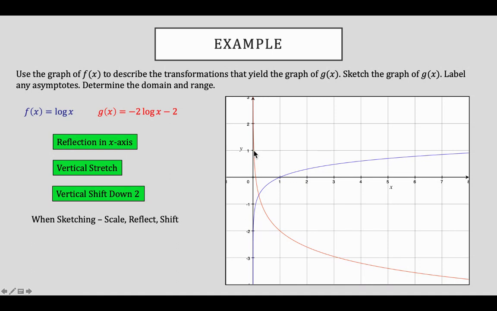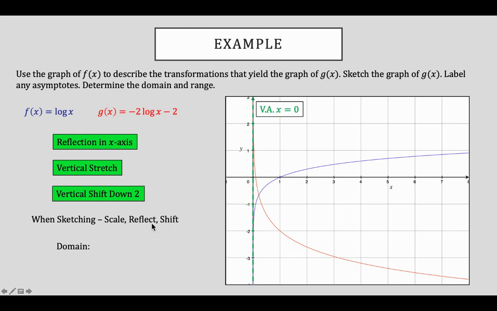The only thing that's going to change a vertical asymptote for a logarithmic function is if you have horizontal shifts left and right. If you don't have any horizontal shifts, your vertical asymptote is still going to be at x equals 0. All right, there is our vertical asymptote.